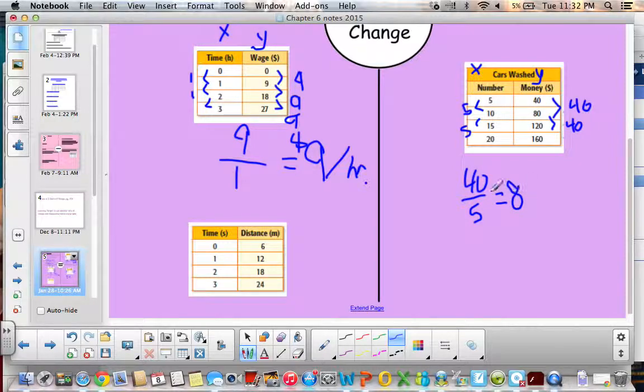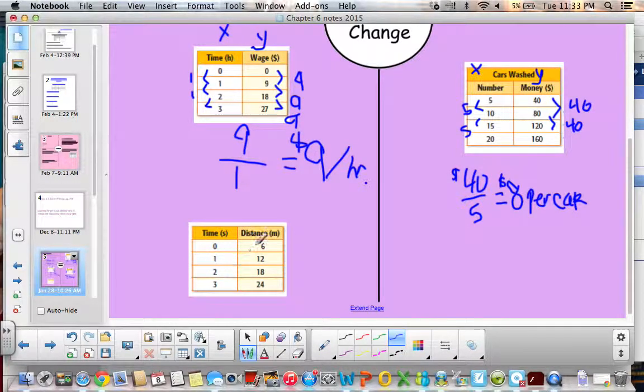So then that tells me, because this is $40 and 5 cars, so it's telling me that we made $8 per car. So every car we washed, we made $8.